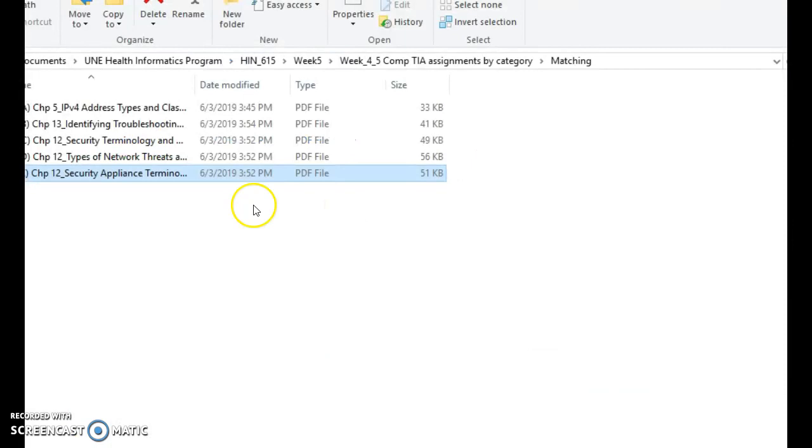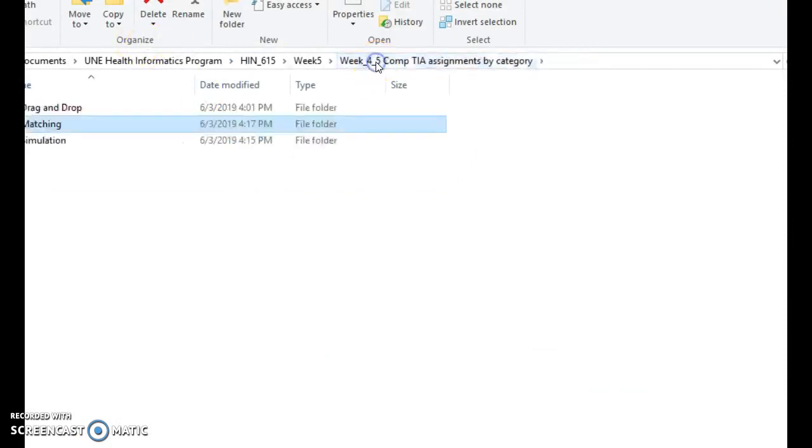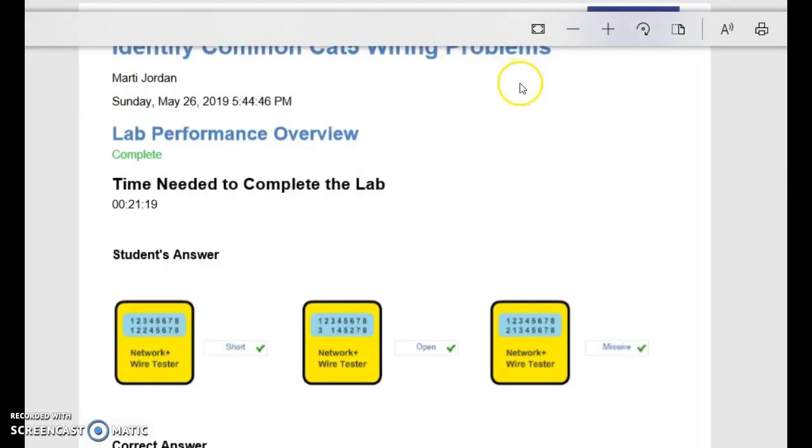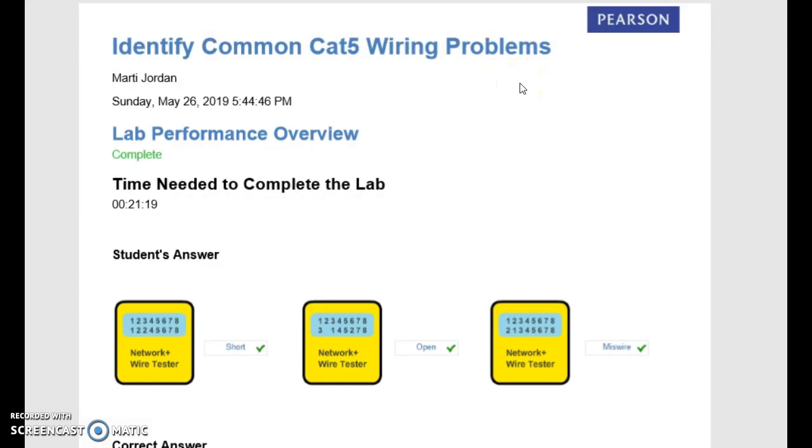The next assignments were the drag and drop. The next assignment we did was identifying common Cat5 wiring problems. I completed it. That was pretty straightforward, but I think I probably had to complete it twice.